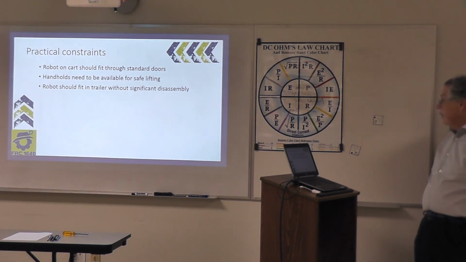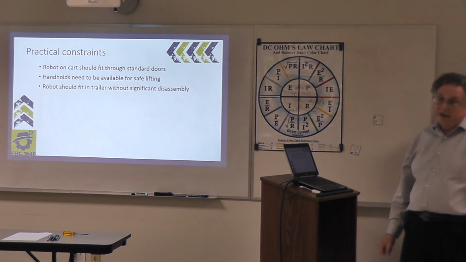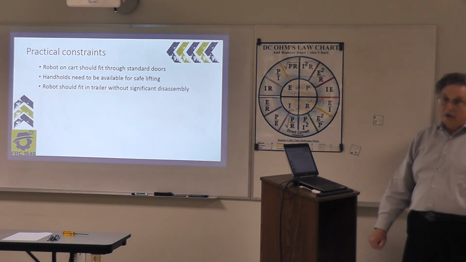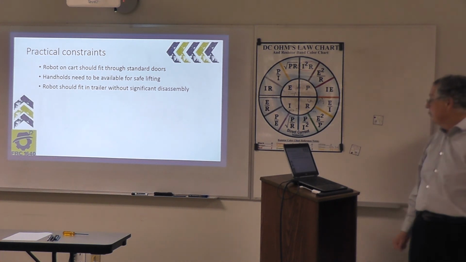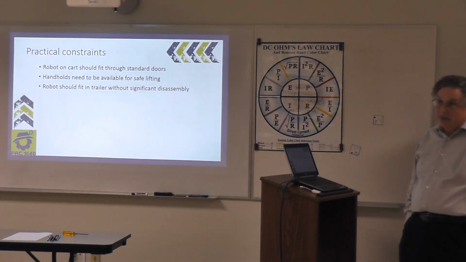You want to think about things like, how are you going to pick up the robot so that you can carry it onto the field safely? There need to be places that you can grab hold of it that are safe handholds and easy handholds. The robot on its cart should fit into the trailer without any significant disassembly, because you don't want to have to be taking your robot apart just because you need to throw it in the trailer and move it.